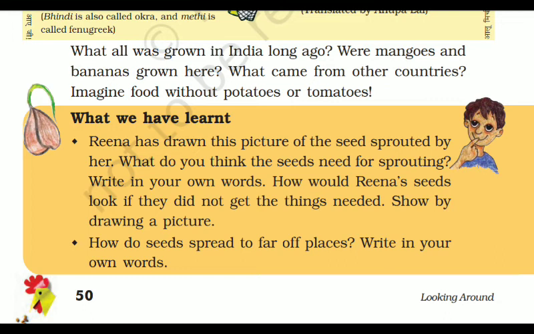What do you think the seeds need for sprouting? So of course water and air are required for sprouting. How would Rina's seeds look if they did not get the things needed? So if plants do not get proper water and air, they will not grow. By drawing a picture, if only water is supplied to some of the seeds, they will just swell up and sprouting will not occur.